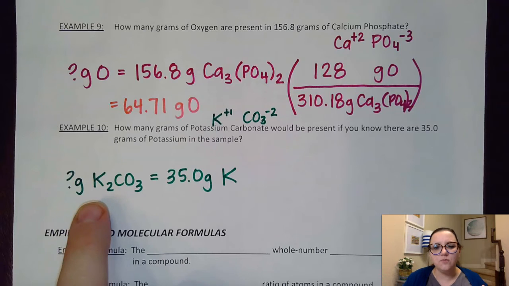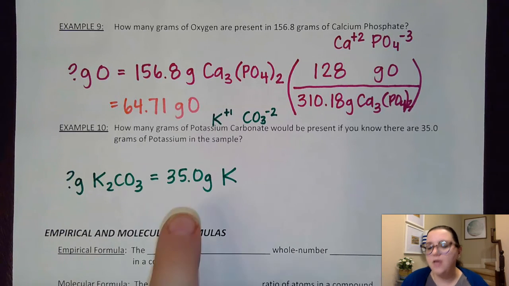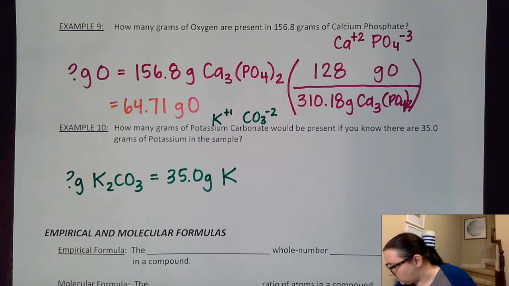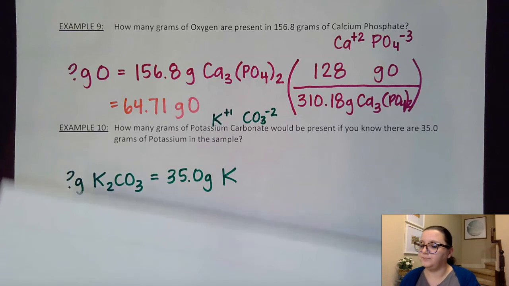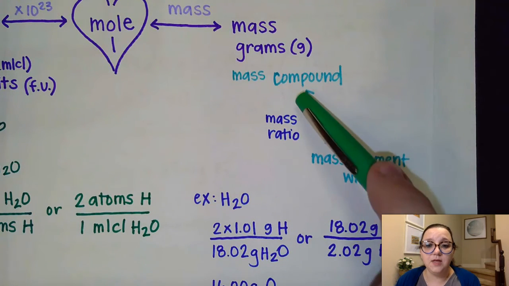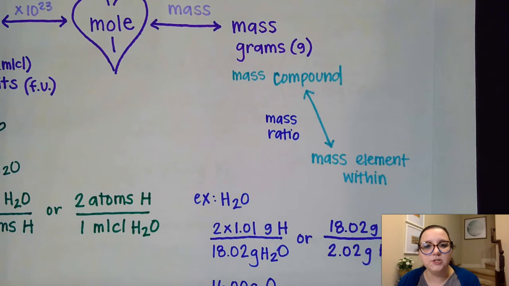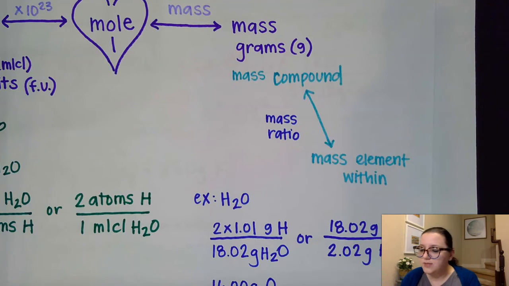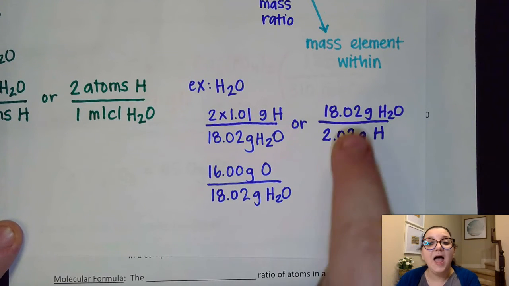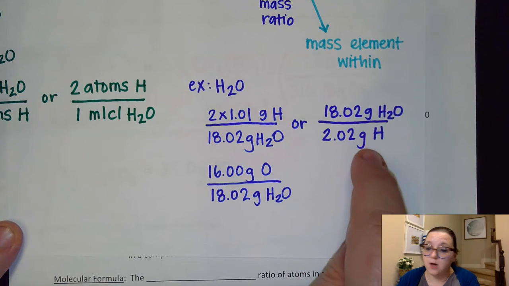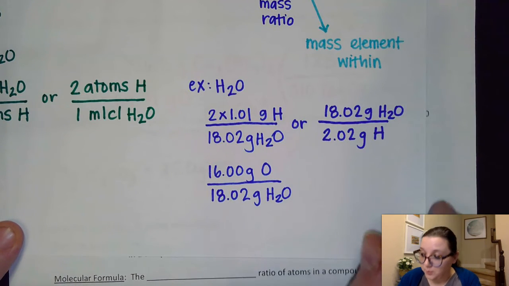So I should be looking for a number that's bigger than that 35.0 because, again, I'm looking for the mass of the whole thing here. But I can approach this in the same way. So again, if I look at my chart, I'm still trying to go between mass of a compound and mass of an element within. So I'm still going to be using a mass ratio, but now my units might be flipped around. This is where we could potentially have the total molar mass on top and the mass of the element by itself on the bottom. So this could now flip around.